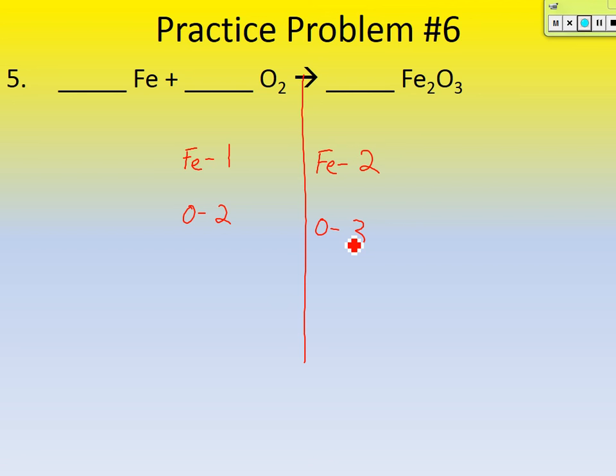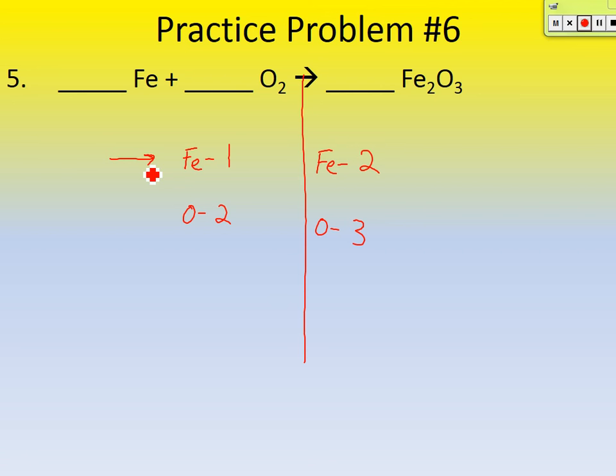Will, are my irons balanced? No. How do I balance them? Take one away from the right side. You can't take away. That's a good point. You can never take away. You have to add, right? Yeah. So let's add to the left side.